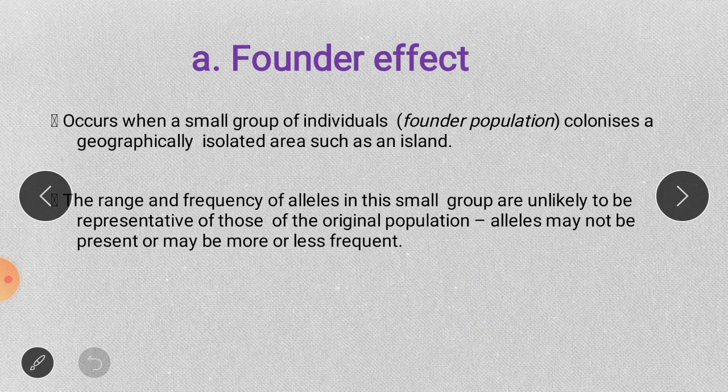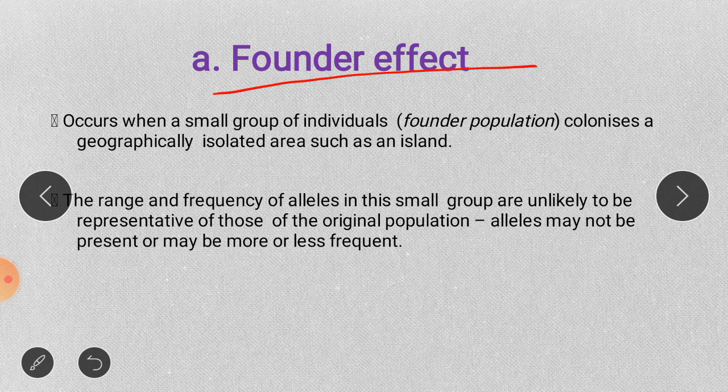So we have two types of effect here in genetic drift. The first one is the founder effect. Generally that occurs when a small group of individuals colonize a geographically isolated area such as Iceland.